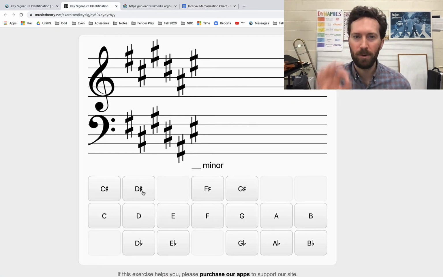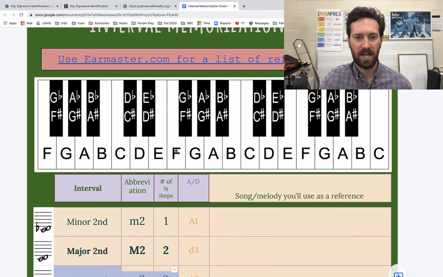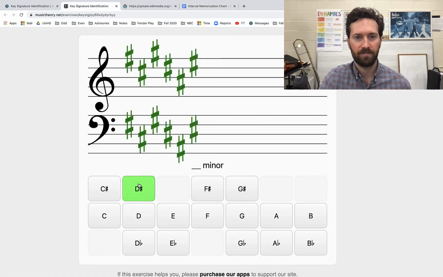Let me walk you through that one more time. Watch this. To identify a sharp major key signature, take the rightmost sharp and go up a half step. This is E sharp, which is actually F. So a half step above E sharp is F sharp. That's the name of our major key signature. But now we need to go down 3 half steps to find the relative minor. So F sharp, 1, 2, 3. D sharp minor is the answer.